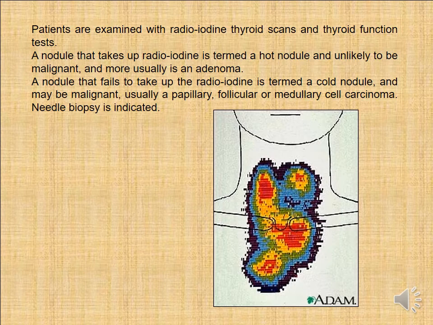So we have two conditions, where the gland is called either a cold nodule or a hot nodule. In the hot nodule the gland is active, like in a benign tumor, but in the cold nodule the gland is not active, like in a malignant tumor.